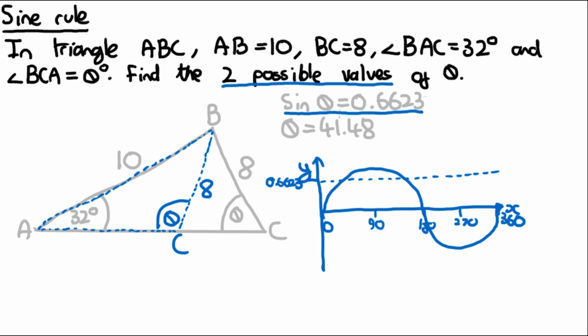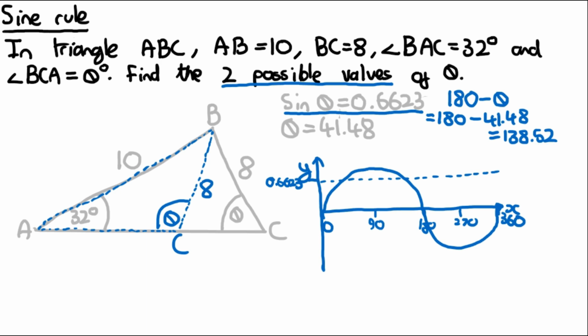So how do we get this obtuse value here? Well, the formula is 180 minus theta. This is the formula that they give you in the book. So it would be 180 minus theta, which we got before as the acute value, 41.48, which if you put this into a calculator is equal to 138.52. So that is the other obtuse value.